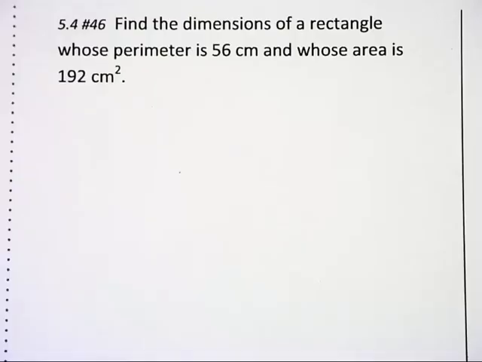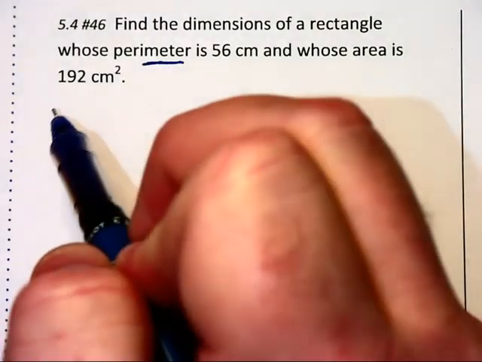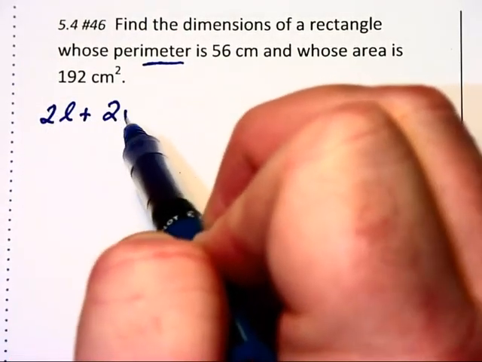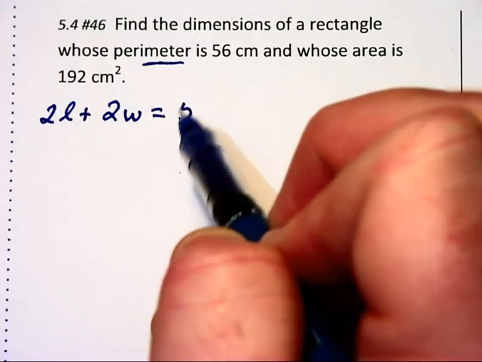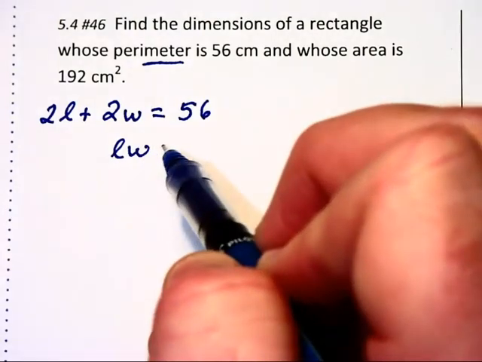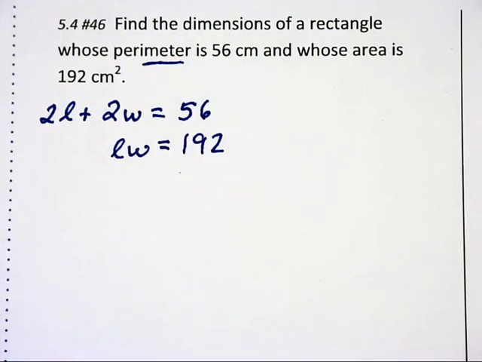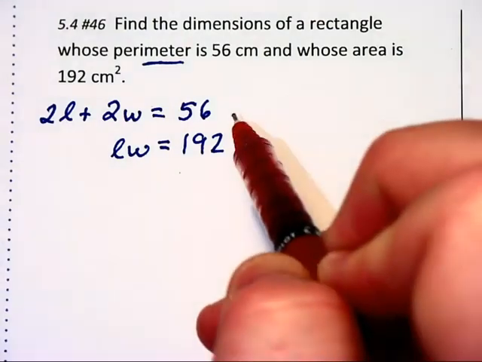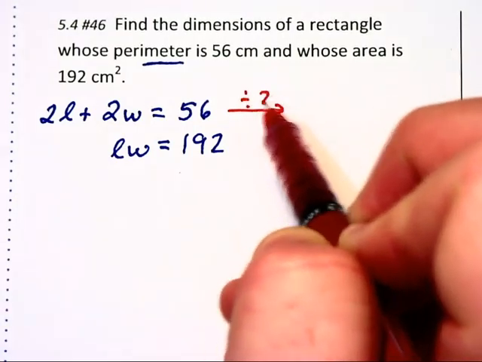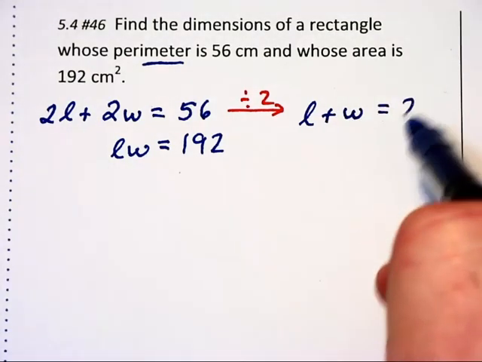Find the dimensions of a rectangle whose perimeter is 56 centimeters and whose area is 192 centimeters squared. We know the perimeter formula for a rectangle has 2 lengths plus 2 widths adding up to the perimeter, which is 56. And we know that the area formula is length times width. That will equal 192. So there are two equations that we can work with. I'm going to choose to simplify this first equation by dividing by 2, and that will give us L plus W is equal to 28.